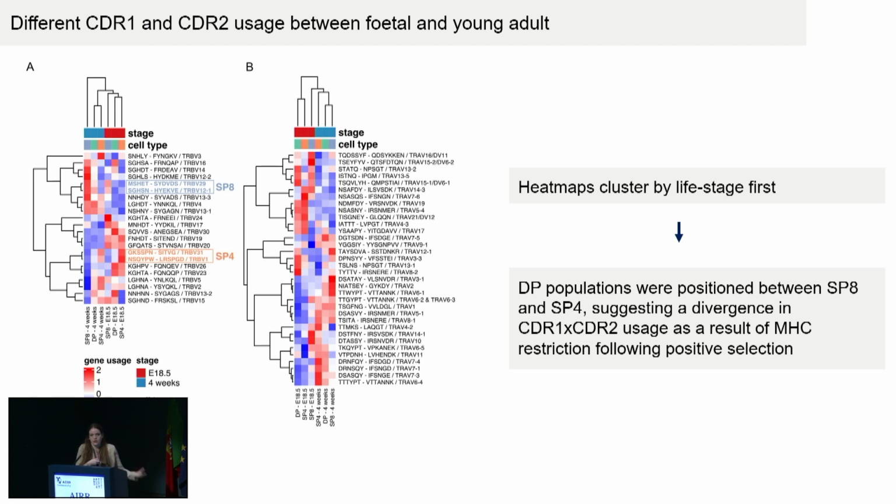So the fetus versus young adult repertoires are truly quite distinct. And the double positives were positioned between the CD4 and CD8. So this is, again, an example of MHC restriction following positive selection.